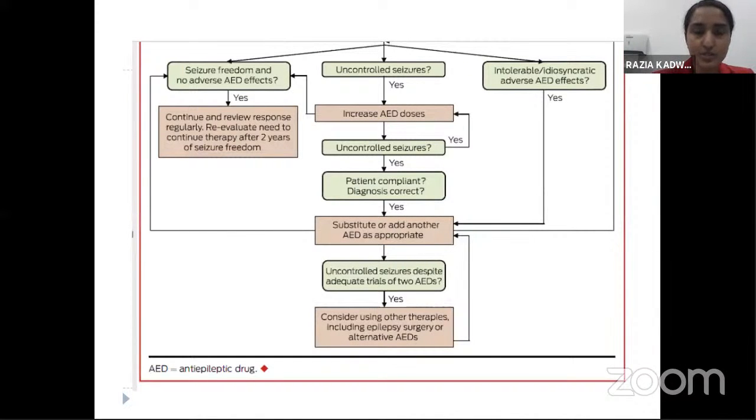So if a patient is not responding, you increase the dose, still patient has uncontrolled seizures, check for compliance, see whether your diagnosis is correct, take history again. You can substitute or add a second anti-epileptic drug. Even if the seizures are still not controlled, then you have to look for alternative therapy. If a patient develops idiosyncratic reaction, then you have to stop the medication and choose the next best medication for the patient.